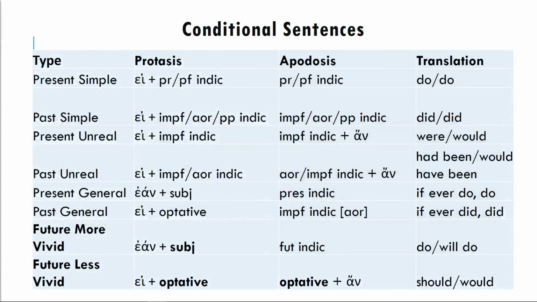And then finally, we have what are called future vivid. Future more vivid means it's very likely to happen. Future less vivid means it's less likely to happen. For future more vivid, the main verb is in the future indicative, but the protasis is ean plus the subjunctive. If I do this, this will happen. I'm stating it with a great deal of certainty. If it's ei plus the optative, optative plus an, notice this is the only place where we have anything but the indicative in the apodosis. Then we get into the should-would. If it should happen, I would react, but I don't expect it to happen.